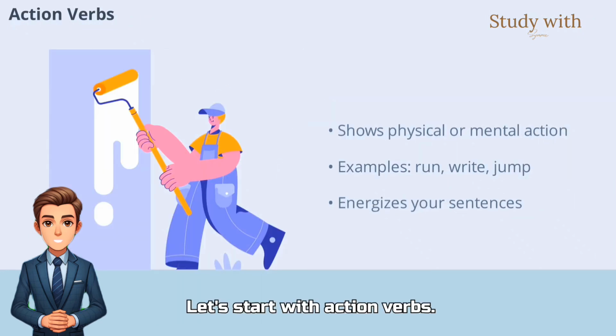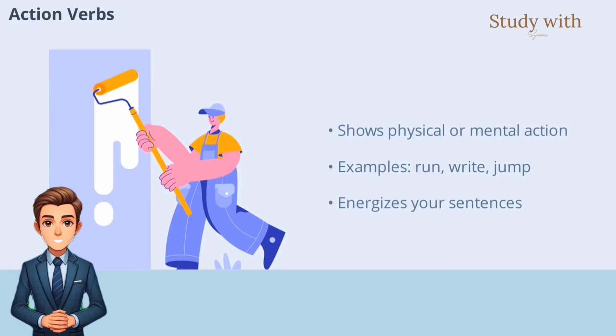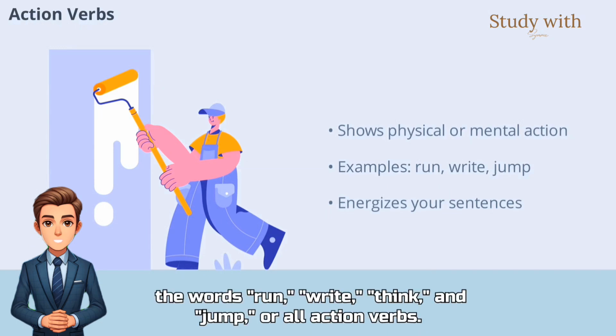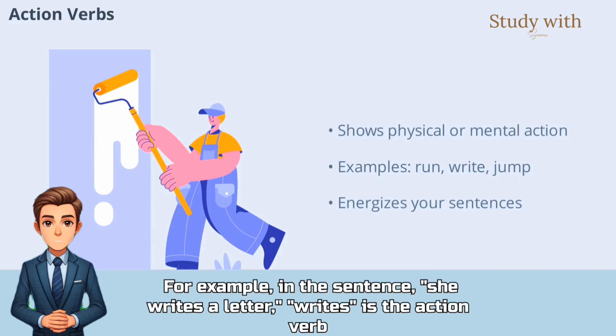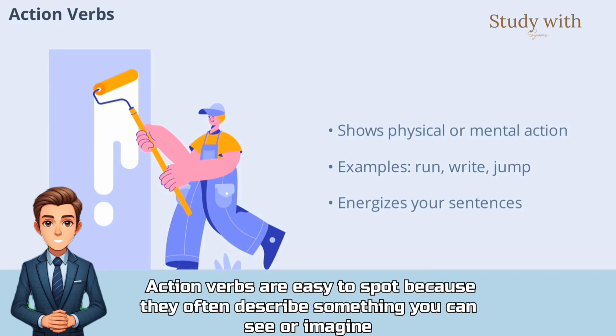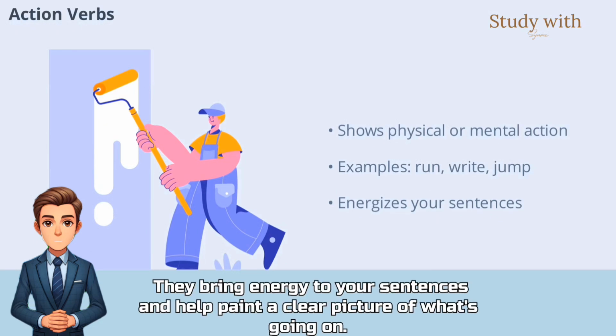Let's start with action verbs. These are the verbs that show physical or mental actions. When you see someone running, writing, thinking, or jumping, the words run, write, think, and jump are all action verbs. For example, in the sentence, she writes a letter, writes is the action verb because it tells us what she is doing. Action verbs are easy to spot because they often describe something you can see or imagine happening. They bring energy to your sentences and help paint a clear picture of what's going on.